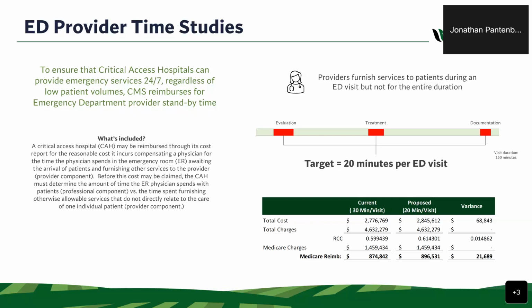that proportion. Now, looking up on the screen, this just looks at a hospital. And again, this hospital had 30 minutes of professional time with the industry benchmark being 20 minutes. If they were able to get back to a 20-minute benchmark, they would have added on $69,000 in cost to the cost report as an allowable provider expense. Their RCC would have gone up 0.014, which would have improved their reimbursements, again, just from Medicare, $22,000.